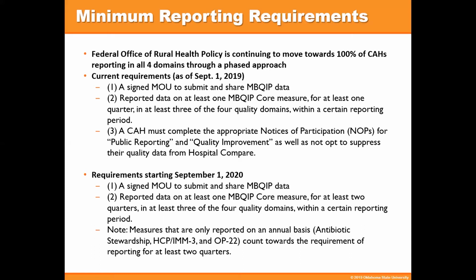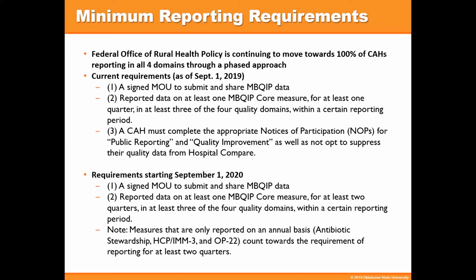First things first, assign an MOU from the hospital to submit and share MBQIP data. That's covered for all of our critical access hospitals. But largely it's report data on at least one measure for at least one quarter in at least 3 of the 4 quality domains, those 4 domains I previously mentioned. Moving forward, starting September 1st, 2020, they're going to stick with reporting in at least 3 domains, but it's going to be for at least 2 quarters.